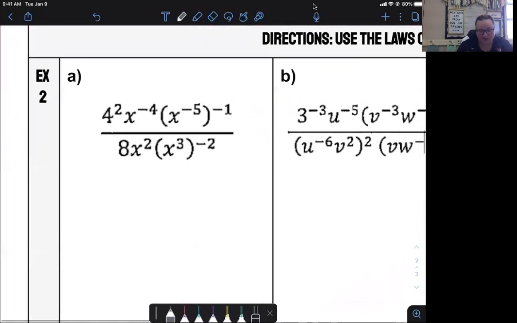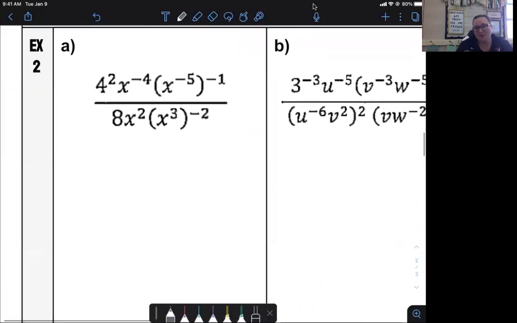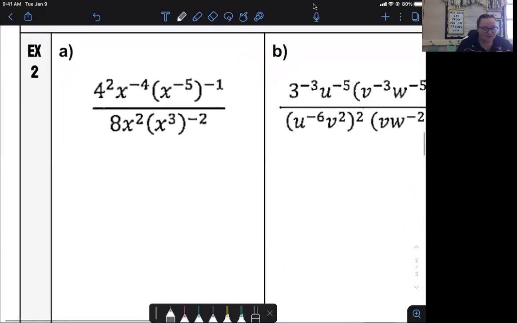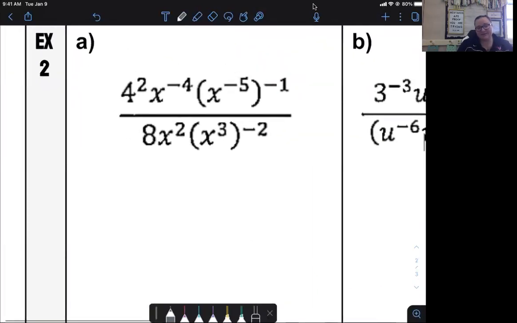All right, let's do some algebra 2 level examples. So again, we're going to use the laws of exponents to simplify this expression. 4 squared x to the negative 4th times x to the negative 5th to the negative 1, all over 8x squared times x cubed to the negative 2.